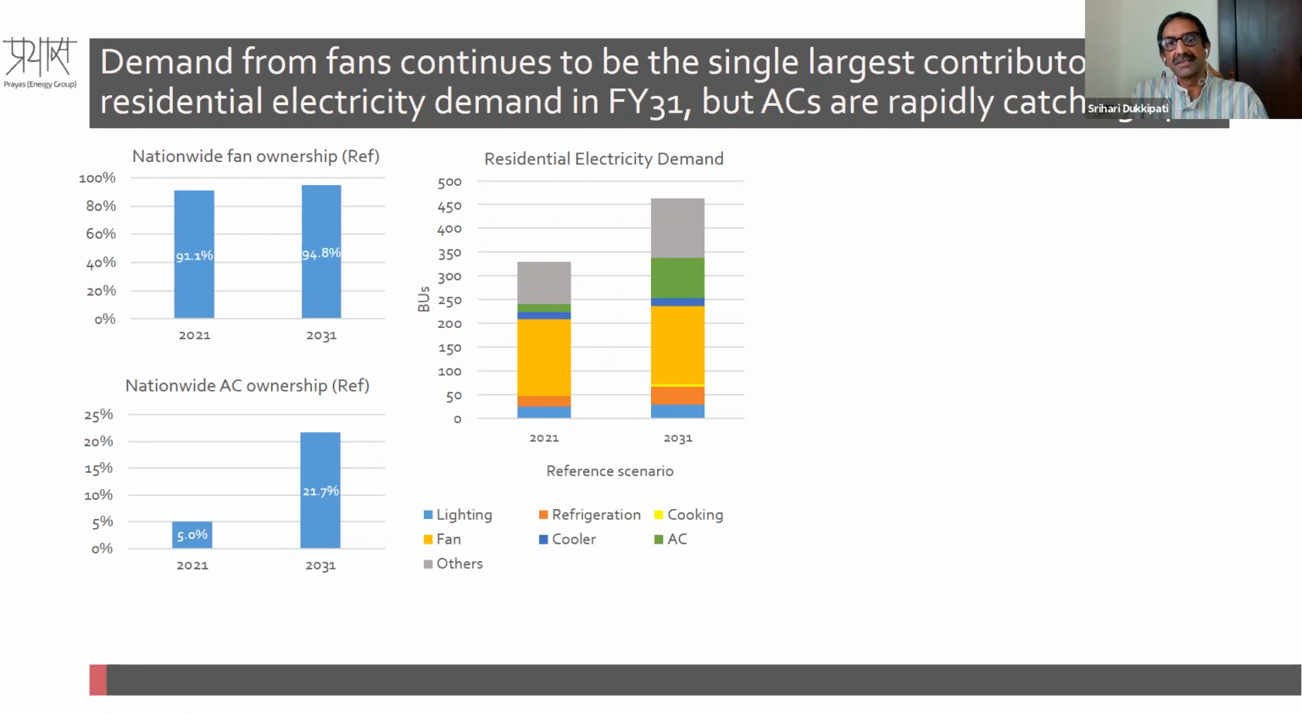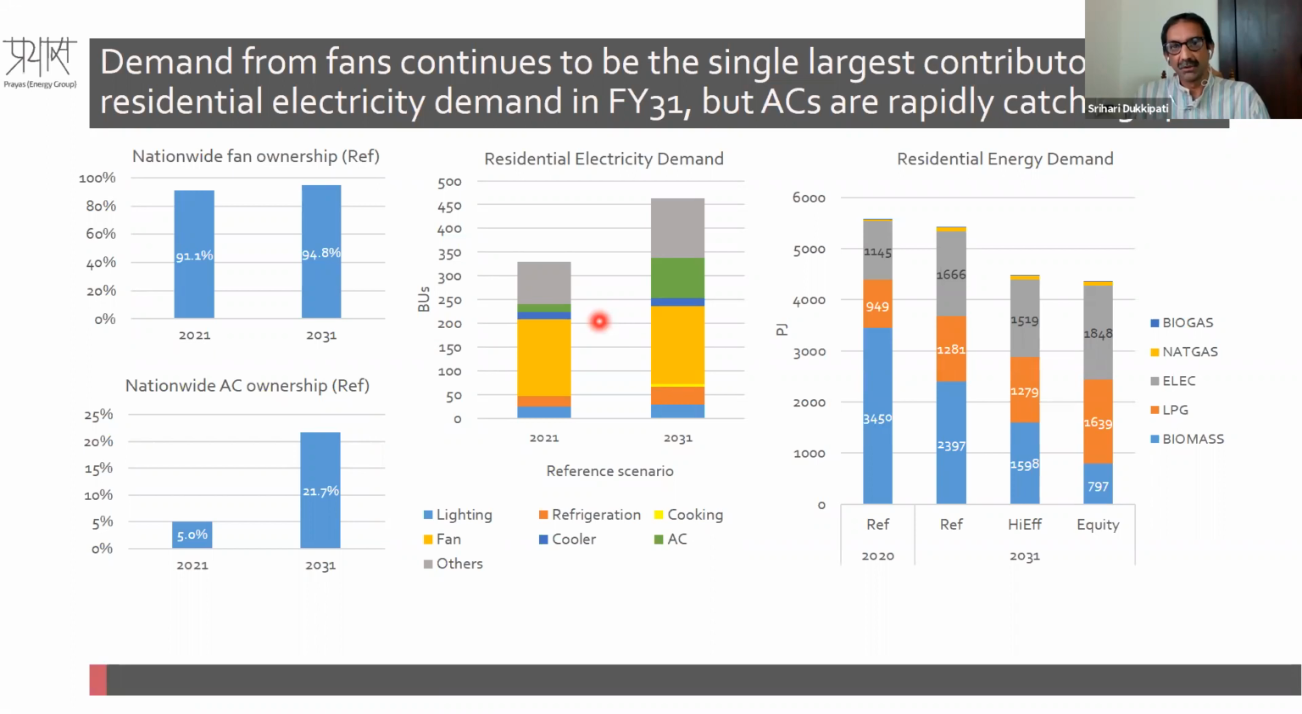Subsequently, the residential electricity demand is also dominated by the cooling demand for households, apart from the other demand, as a share of the total residential electricity demand that we have modeled. Fan demand, which is the yellow part here, continues to be quite significant, and you can see that the green part, the demand from ACs, is actually growing significantly.